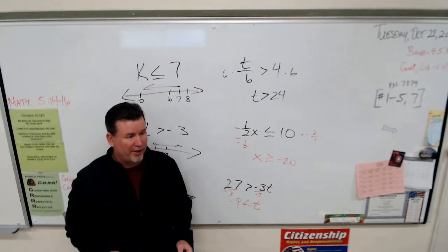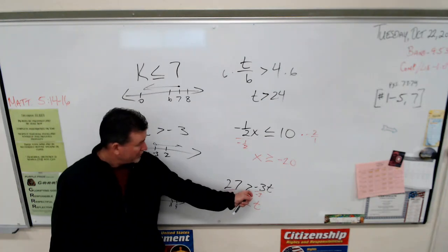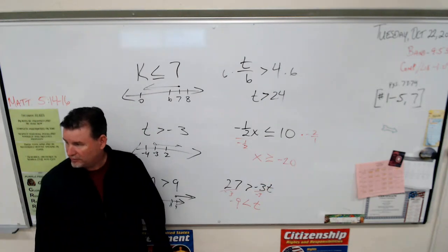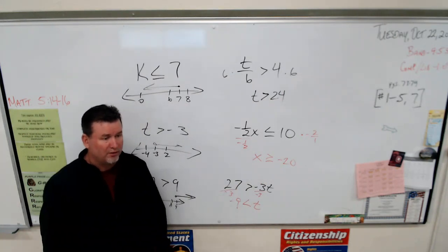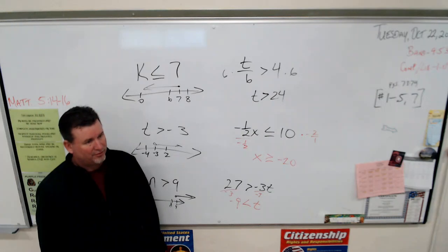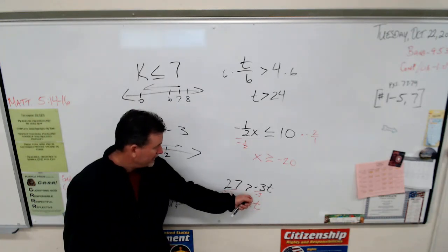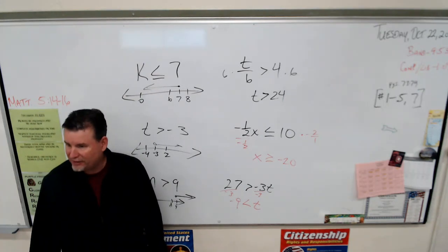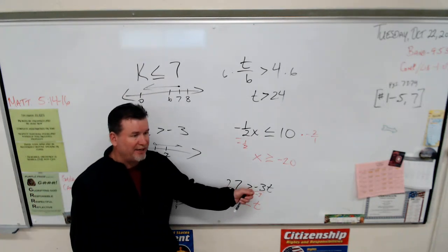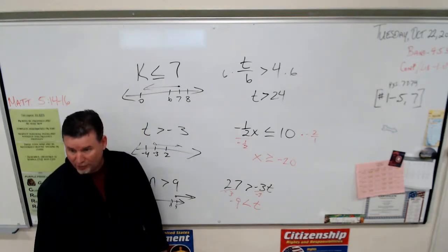Give me any number less than negative 9. Negative 10. Let's put negative 10 in the original. What's negative 3 times negative 10? Positive 30. Is 27 greater than 30? No, so that doesn't work. Give me another number. 1,000. What's negative 3 times 1,000? Negative 3,000. Is 27 greater than negative 3,000? A lot greater. You with me?